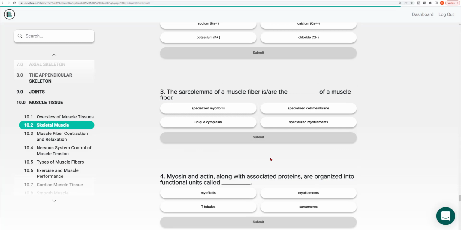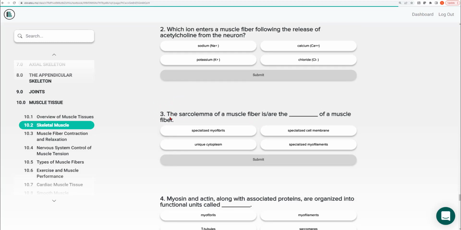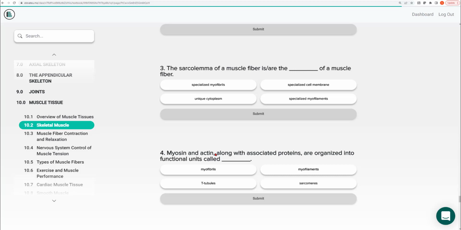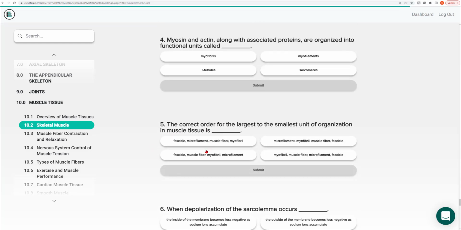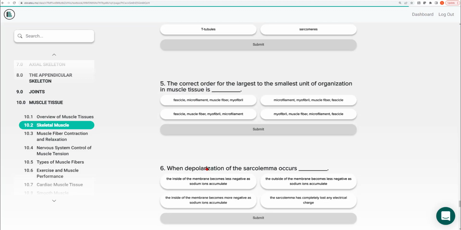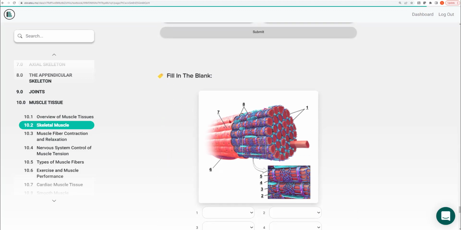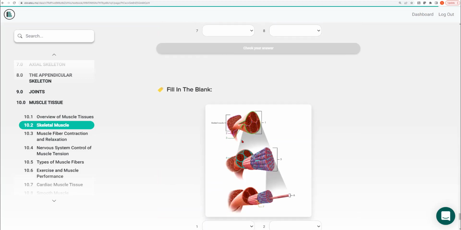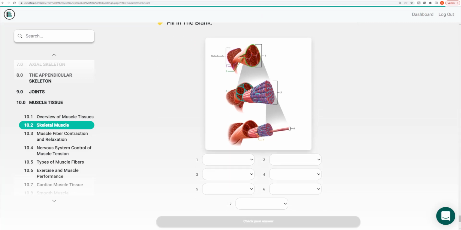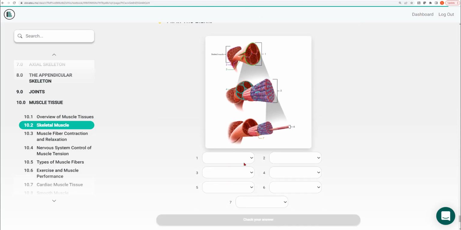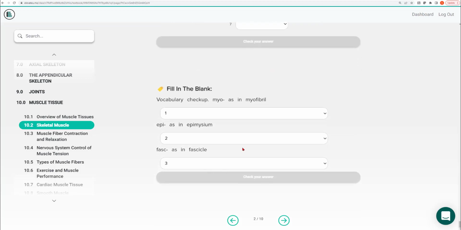Well, no, I take that back. You can answer question 3, and you can answer question 4 and question 5. So you can do 3, 4, and 5, but the other questions you don't need to worry about because they are on things that we're not covering. And then you certainly can come down to this multiple choice or fill in the blank question and practice labeling of these different structures. There are some questions you can do at the end, and you can also do the vocabulary checkup at the end of 10.2.